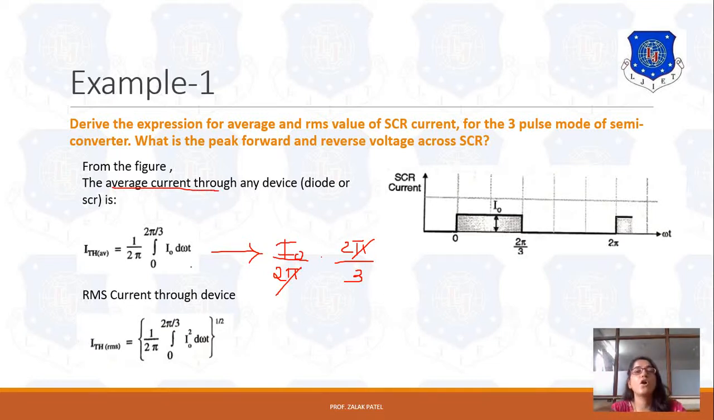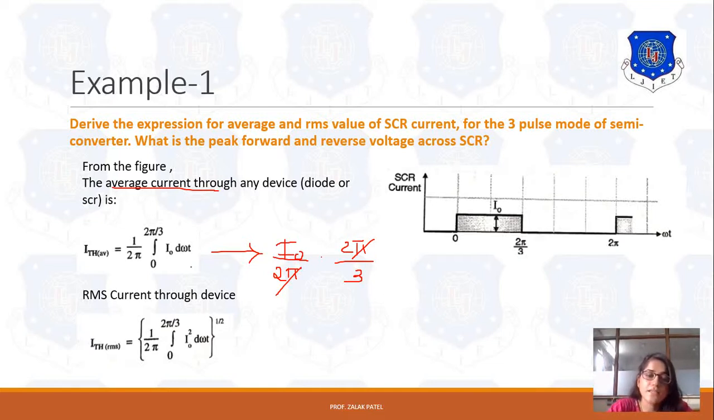Now if we talk about the RMS current through the device, it is given by 1 upon 2 pi integration from 0 to 2 pi by 3 of I0 square d omega t, raised to 1 by 2, meaning the square of the original current with the square root taken. So it can be written as 1 upon 2 pi integration from 0 to 2 pi by 3 of I0 square d omega t, raised to 1 by 2.